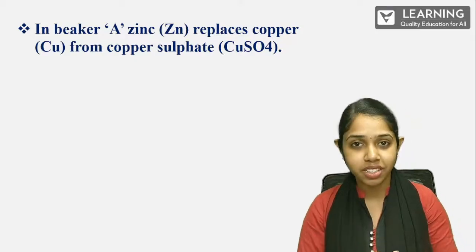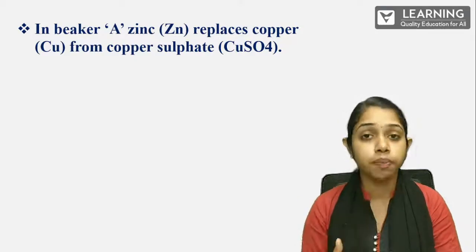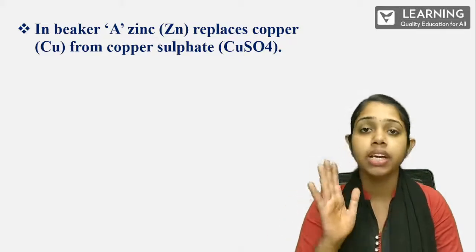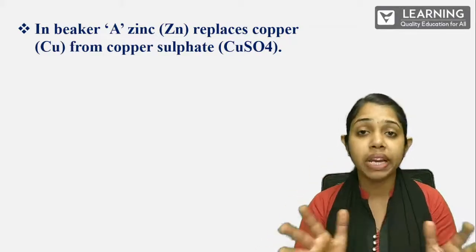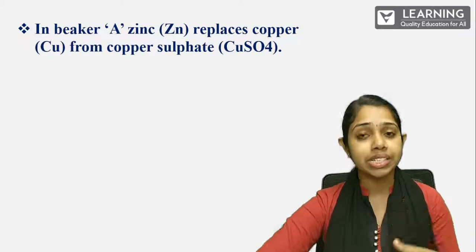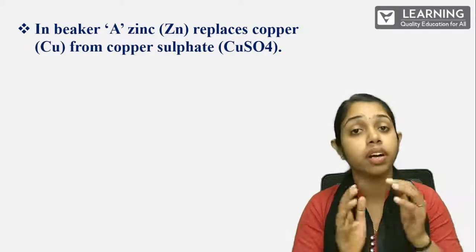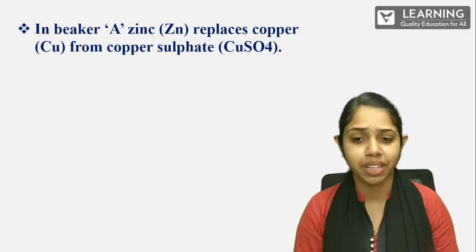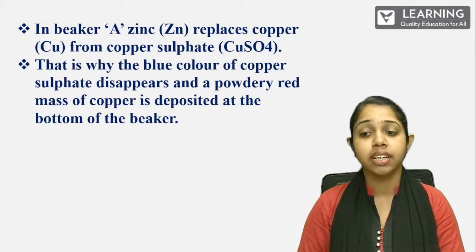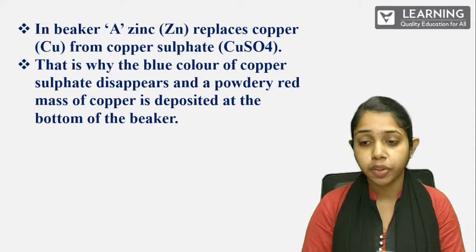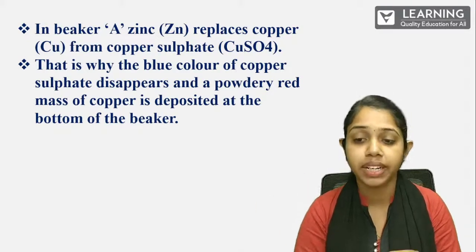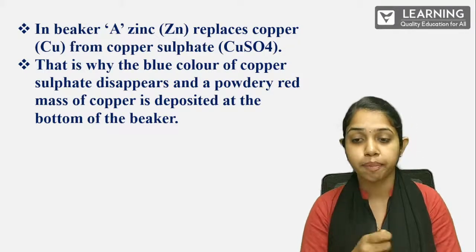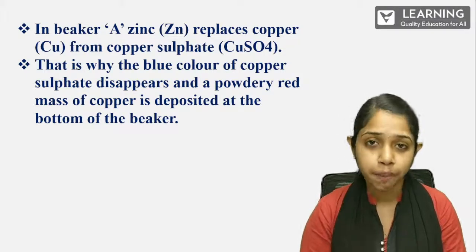So I hope you all understood this. We have understood that there is a reaction happening. Zinc is going to replace this particular copper. And similarly, there are another four containers which we were doing the experiment with. What happened to them? That is why, as I was telling you, the blue color of the copper sulphate disappears and a powdery red mass of copper is deposited at the bottom of the beaker.